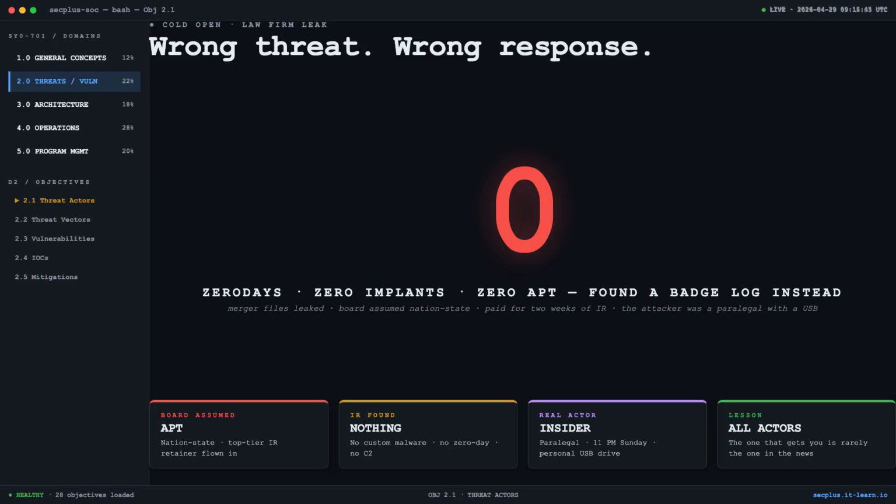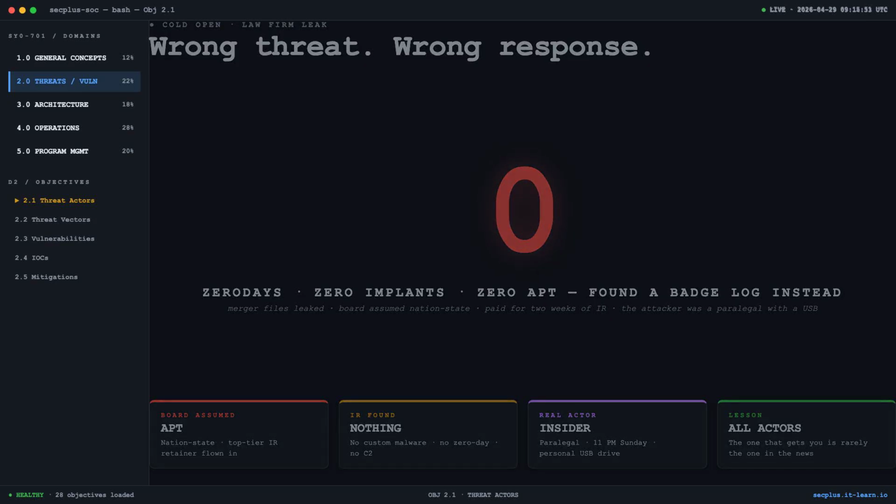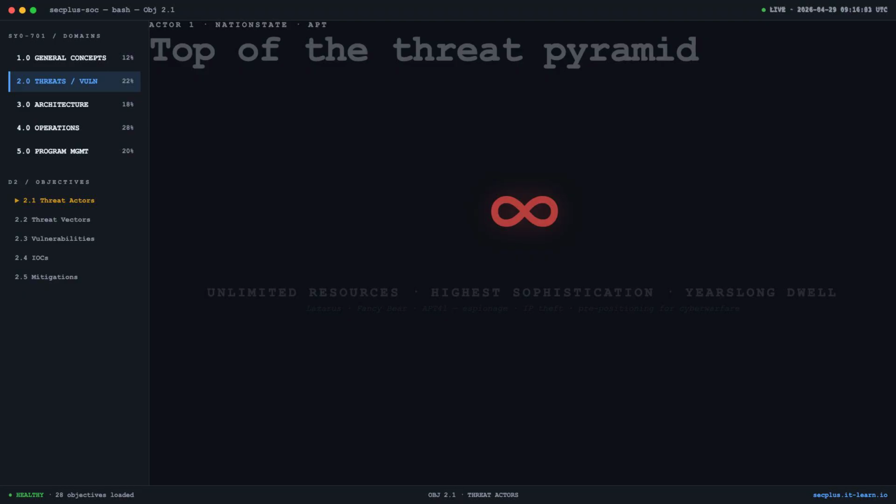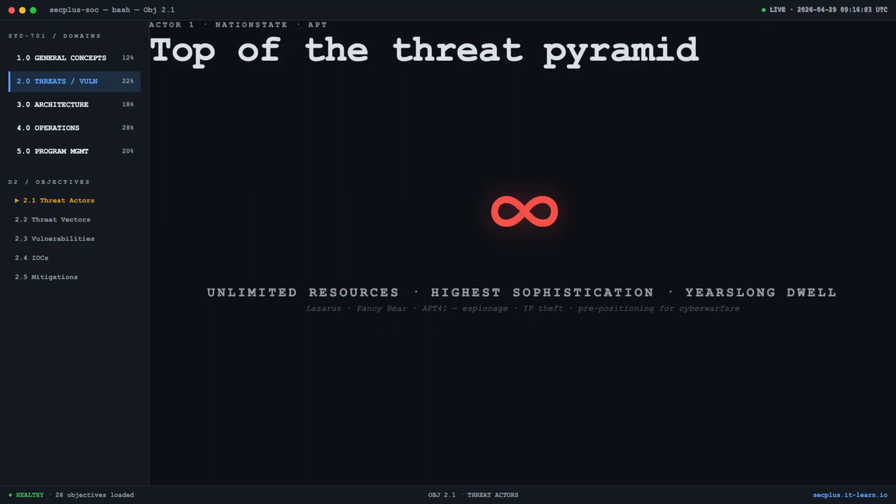Let me rank the actors the way I actually rank them in my head. Top of the threat pyramid is the nation state. These are government-sponsored or government-directed crews. Sophistication is the highest you will see. Resources are effectively unlimited. They can sit on a zero-day for years, write custom malware for one specific target, and run a campaign across multiple countries. The defining word for them is persistent. The exam term is APT, Advanced Persistent Threat. The persistent piece is the one that matters.